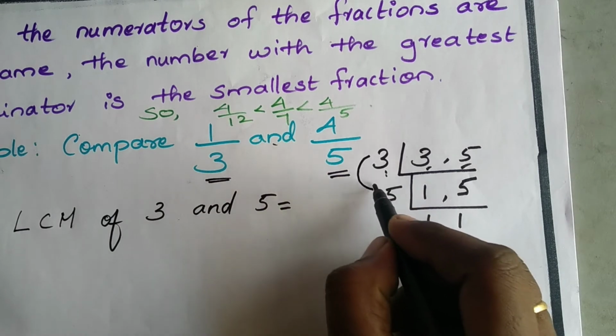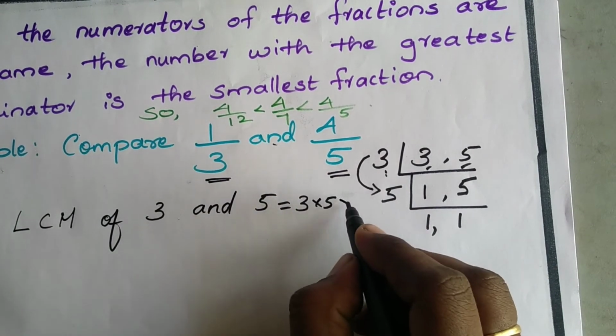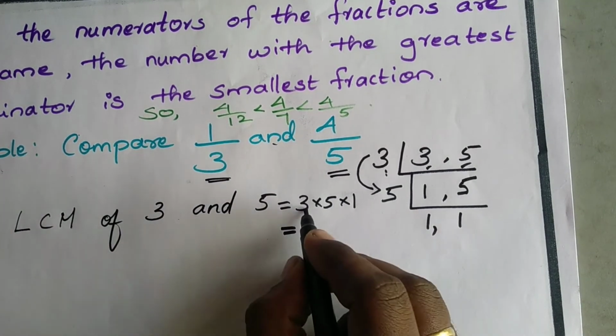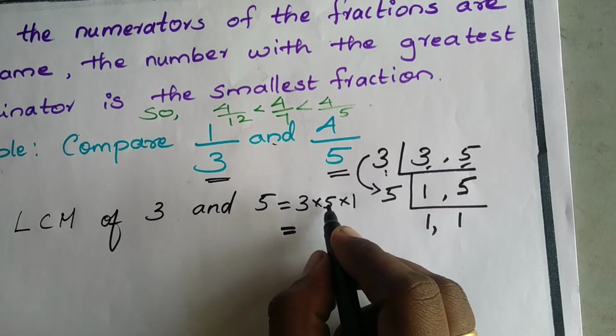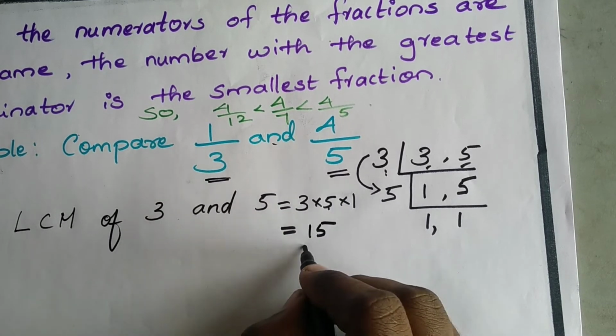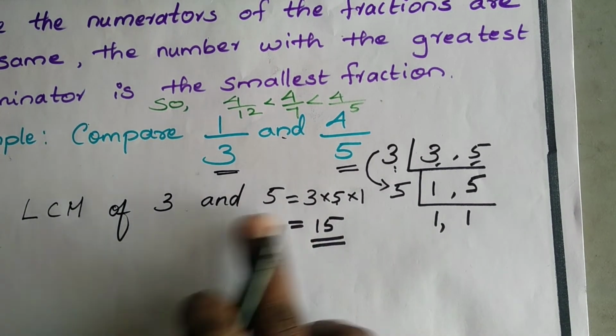3 into 5. 3 into 5. Into 1 also we can take. Okay. What is the answer? 3 into 5 into 1. 3 5s are 15. 15 into 1. 15. Okay. This is the LCM of 3 and 5.